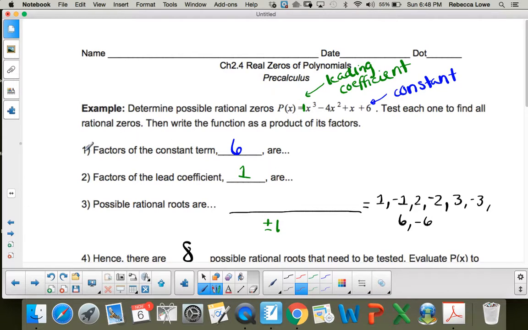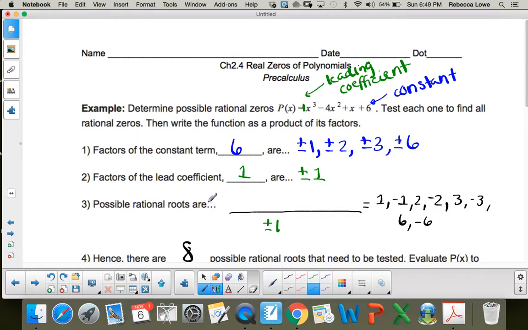So the first thing you're going to do is list the factors of the constant term. Those are the numbers that divide into 6. Plus and minus 1 divide into 6 evenly. Plus and minus 2 divide into 6. Plus and minus 3 divide into 6. Plus and minus 6. So these are all the factors of 6, the numbers that divide into 6 evenly. That's the first thing you do. Then you find the factors of the leading coefficient, which happen to be 1 in this case. Plus and minus 1 are the only numbers that divide into 1.